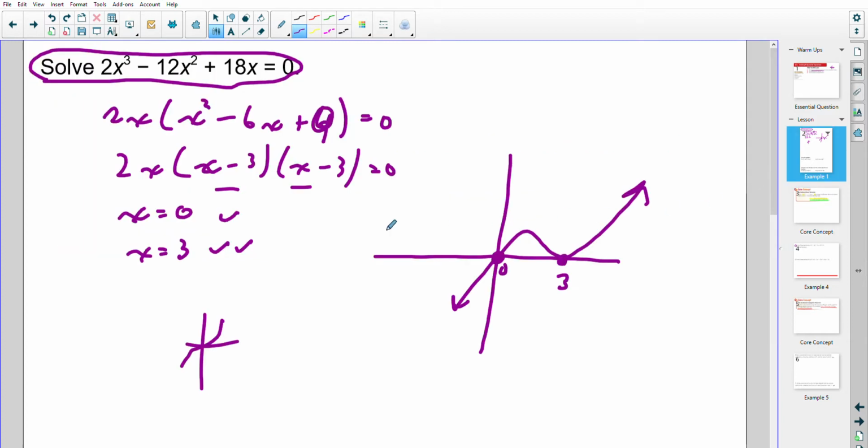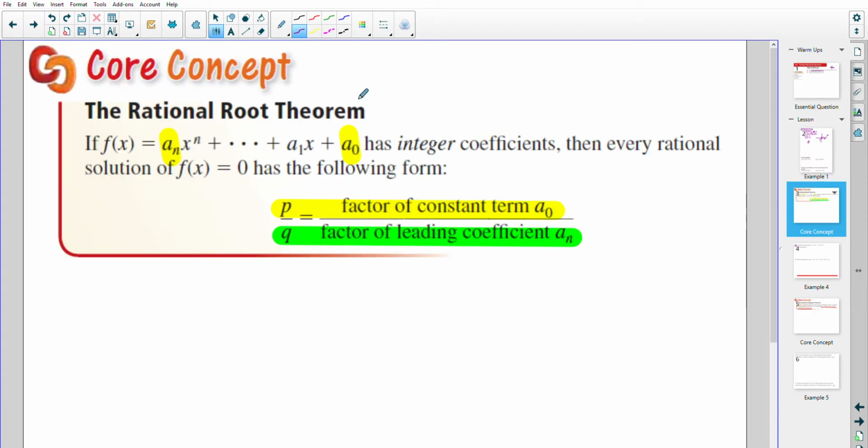Now, let's say, for example, in this problem, you cannot factor it. If you can't factor it, then we want to use the rational root theorem.